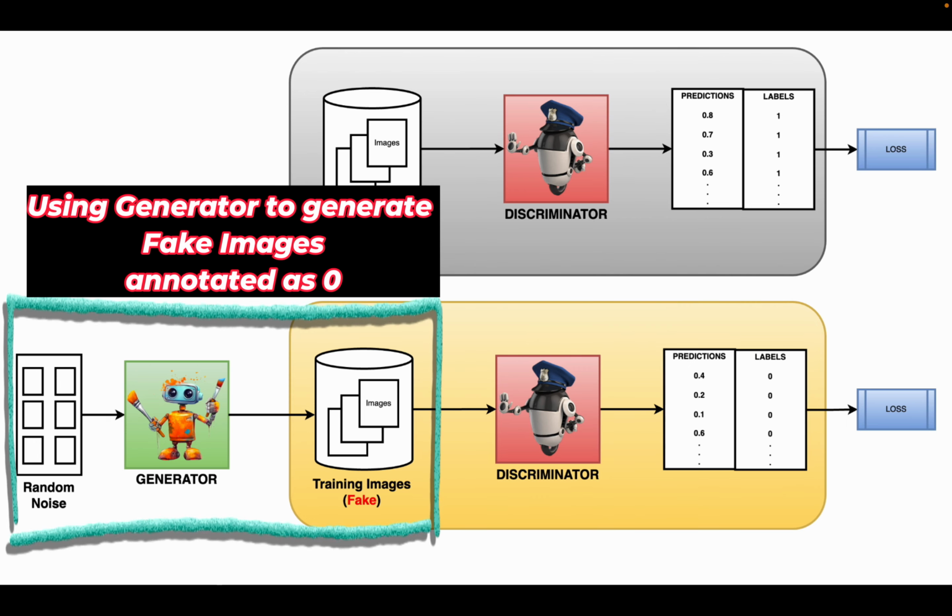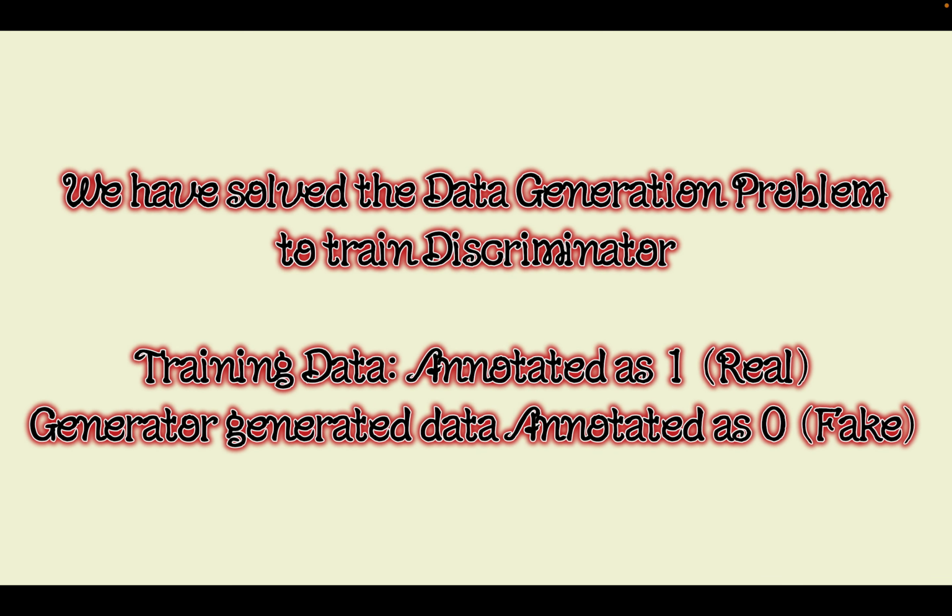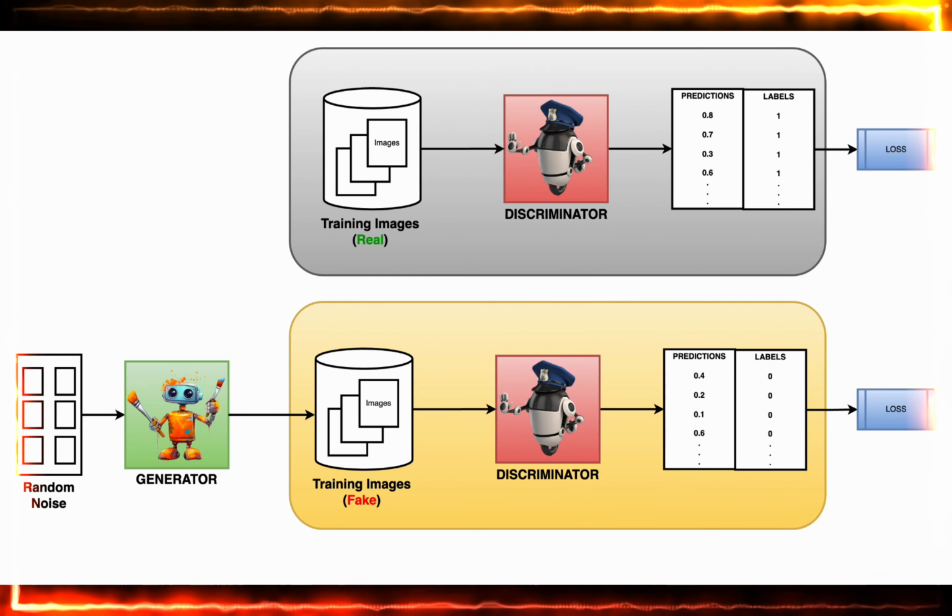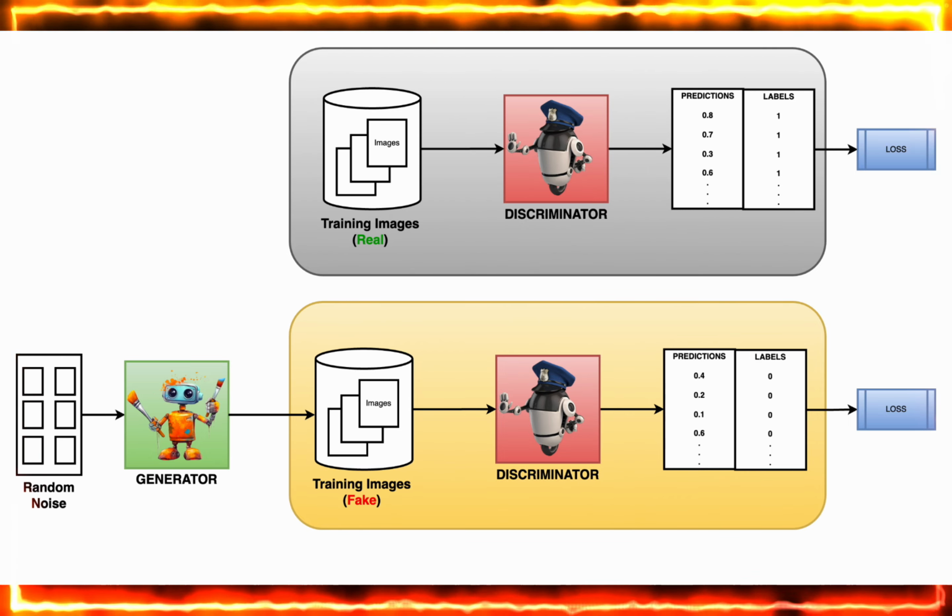To generate fake images data and to annotate them as zeros, we can use generator for this purpose. So in this way we have solved the data generation problem for discriminator by using generator to generate fake images and using original dataset which will represent original images. So in this fashion the discriminator will be trained end to end just as an image classifier.